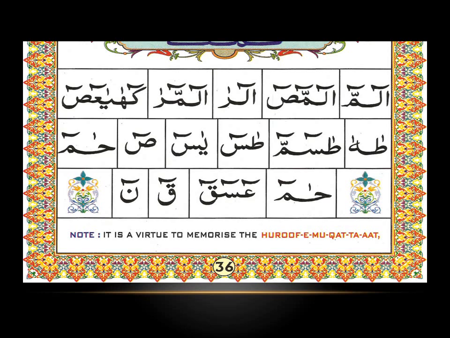How you would read alif, ba, ta, tha, jim, ha, kha, dal, the same way you will read them. Alif, lam, mim. Alif, lam, mim, sad. Alif, lam, ra. Alif, lam, mim, ra. Kaf, ha, ya, ain, sad. Ta, ha. Ta, sin, mim. Ta, sin. Ya, sin. Sad. Ha, mim. Ha, mim. Ain, sin, qaf. Qaf, nun. This is how I read it, and this is how you exactly will read it in the Quran.